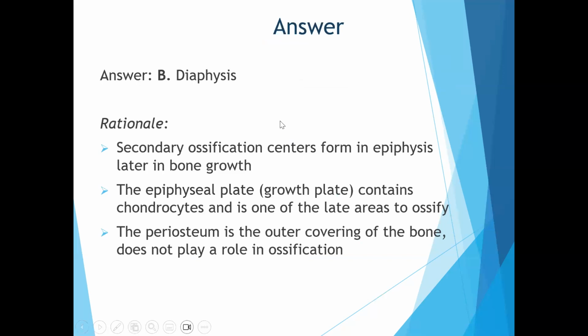And your answer is B, the diaphysis. The epiphysis is an ossification center, but it's a secondary ossification center. Our bone starts in the middle and works its way out. The epiphyseal plate contains chondrocytes, and it's one of the last areas to ossify. And the periosteum is the outer covering of the bone. Even though it has blood vessels and helps get the nutrients to the bone, it doesn't really play a role in ossification itself. And that is everything for chapter 7.